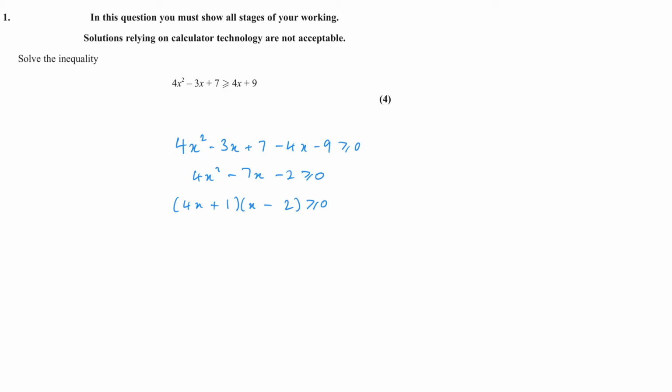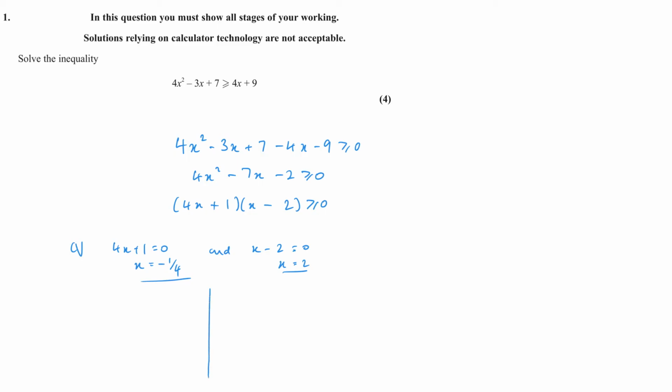Okay, so from this point I can get my two critical values. My critical values are 4x plus 1 equals 0 and x minus 2 equals 0. So this is x equals minus a quarter or x equals positive 2. Now those are my critical values.